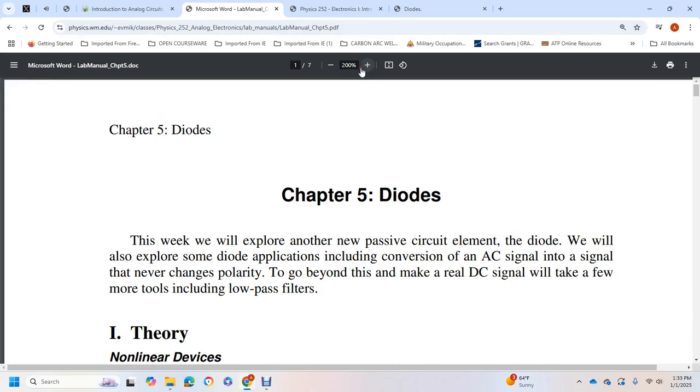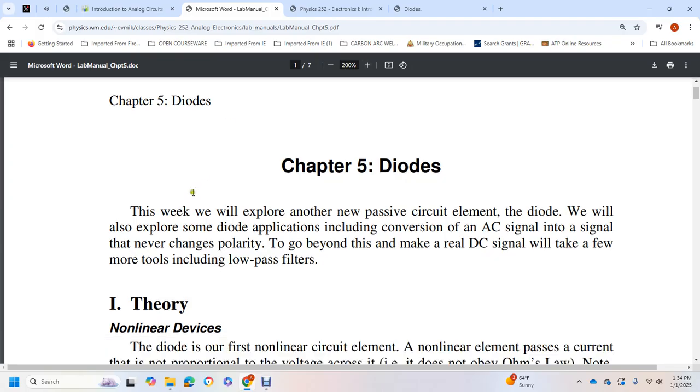Alright, Chapter 5, Diodes. This week we will explore another new passive circuit element, the diode. We'll explore some of the diode applications, including conversion of an AC signal to a signal that never changes polarity, and going beyond that with the making of a real DC signal. We'll add a few more tools, including a low-pass filter.